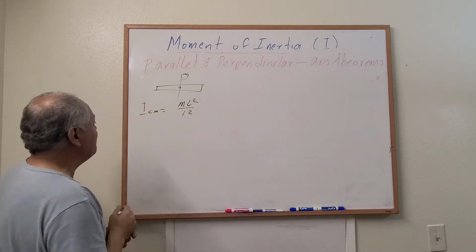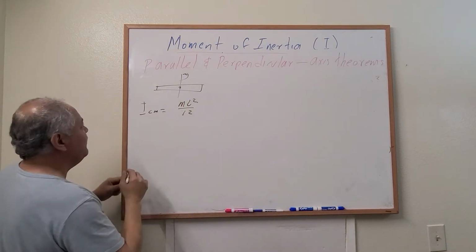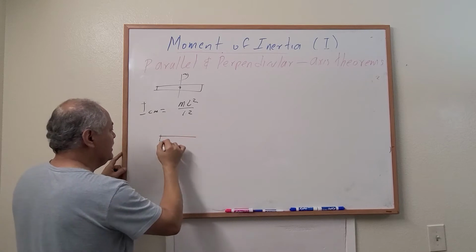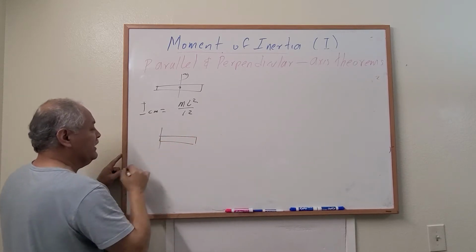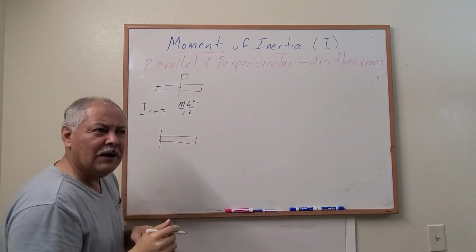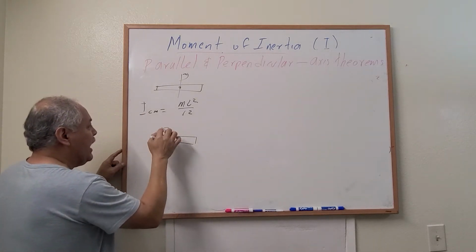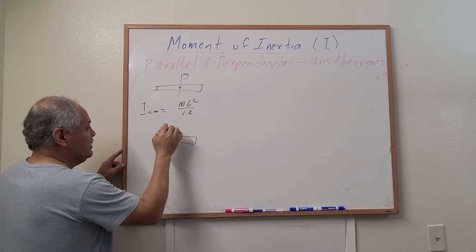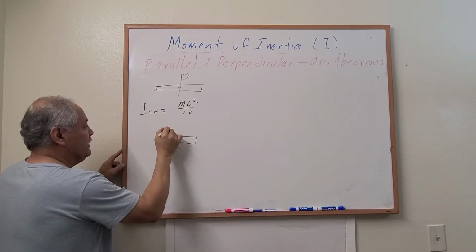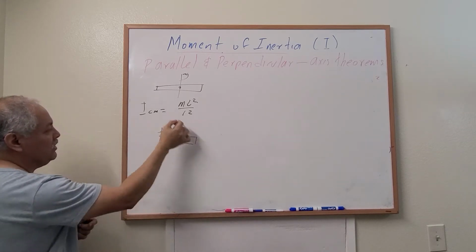Okay. Now what happens if we're looking for the moment of inertia through this point, this H, like this? Now this object rotates.